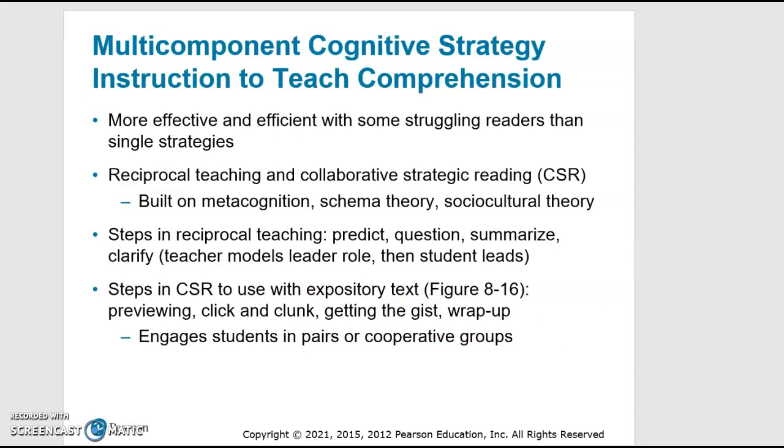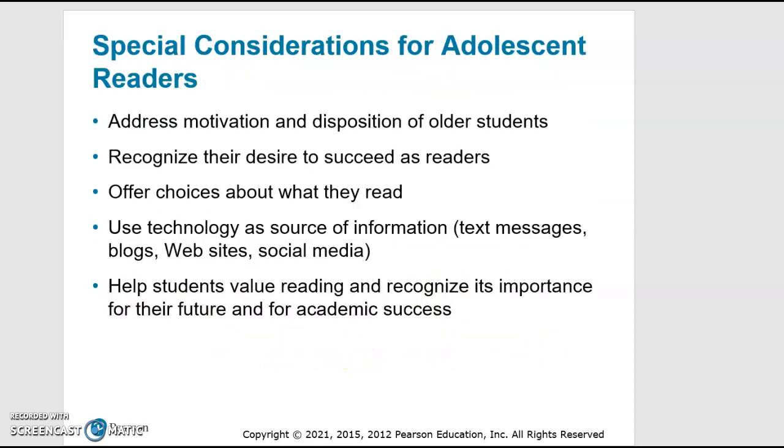There's also multi-component cognitive strategy instruction, or CSI, to teach comprehension. So you can think about using reciprocal teaching, collaborative strategic reading, CSR. Think about ways to teach predicting, questioning, summarizing, clarifying. The teacher models being the leader first, and then the student leads. I totally made that backwards, y'all. So you could also think about using pairs or cooperative groups and look at 8-16.